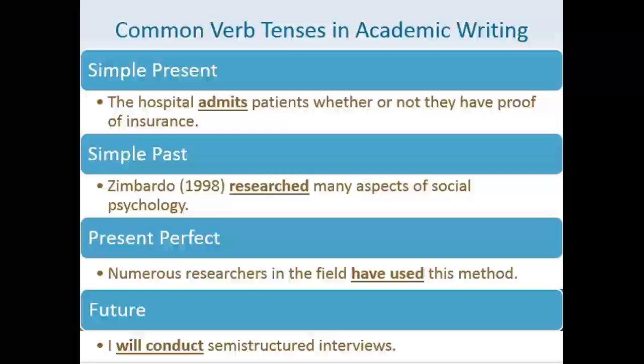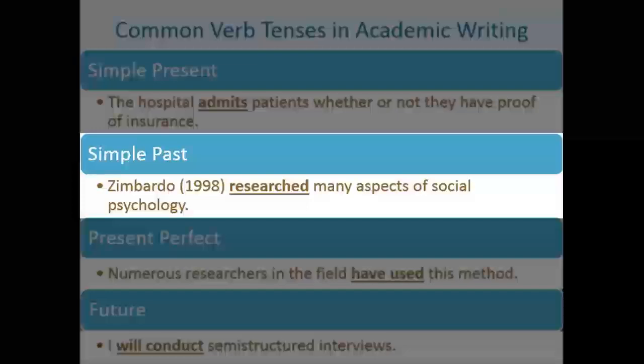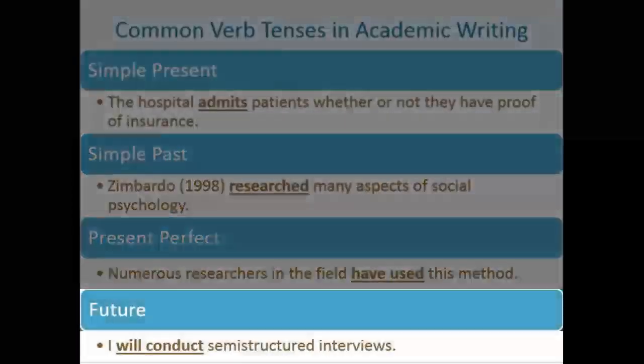So in academic writing, really there are four main tenses that make up the majority of sentences. Even though there are many tenses in the English language, the most common ones in academic writing are the four that I have on the slide here: the simple present, the simple past, the present perfect, and the future tense.